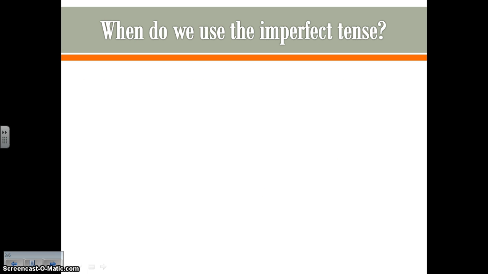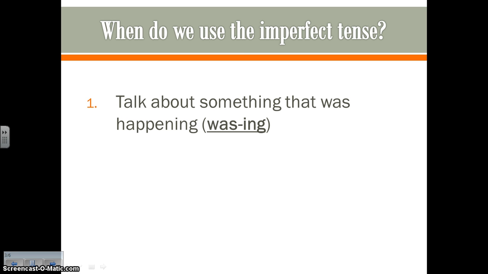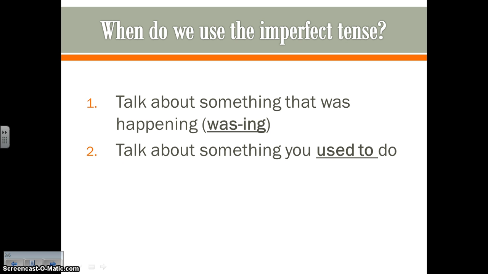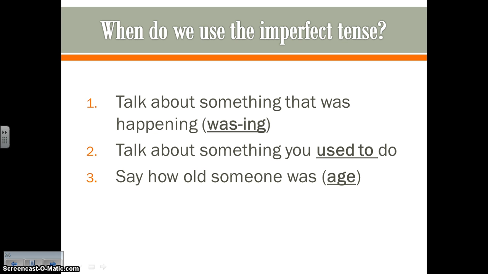Alright, so when do we use the imperfect tense in Spanish? When do we use this tense? Number one, when you talk about something that was happening. Sometimes we refer to this as our "was-ing" reason. You also would use the imperfect tense to talk about something that you used to do. Again, you saw those in the examples. Our third reason for using the imperfect tense is to express how old someone was when something happened.